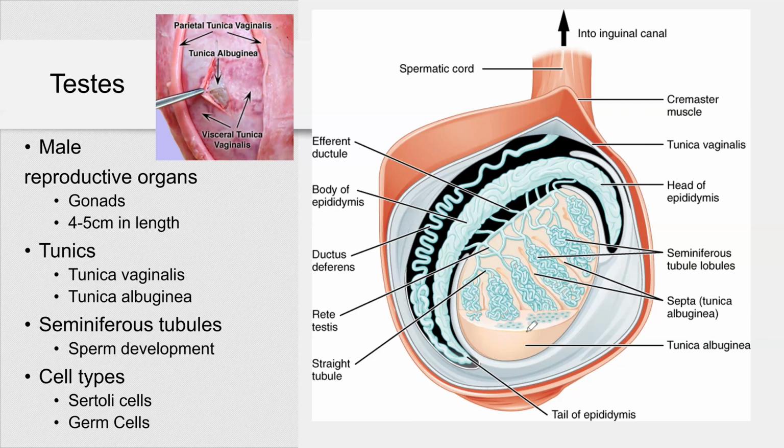Then we have, so you can look over here. Maybe this is a better picture. So this is our parietal tunica vaginalis. Deep to it, right here, we have visceral tunica vaginalis, and even deeper, we have tunica albuginea. Now, if you look inside testes, they are actually made of tubules, and they are divided into lobules by septa. The septa is formed by tunica albuginea. So tunica albuginea projects inside testis, forming a separation between lobules.